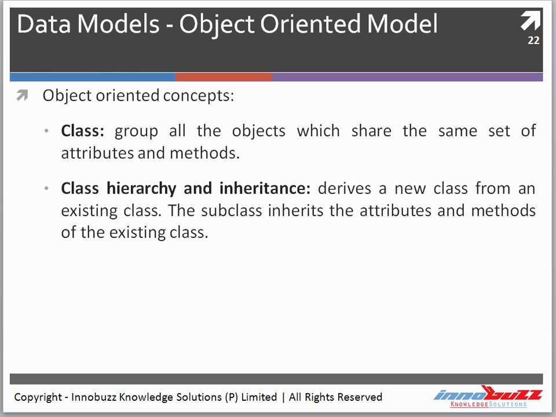Object-oriented concepts. A class is an object definition. It defines which attributes and methods an object will have. Also, a class has hierarchy, which is its parent, and also children or subclasses, inheritance.